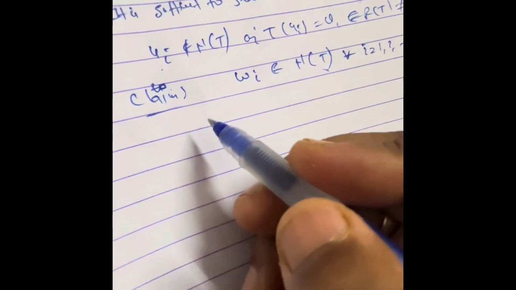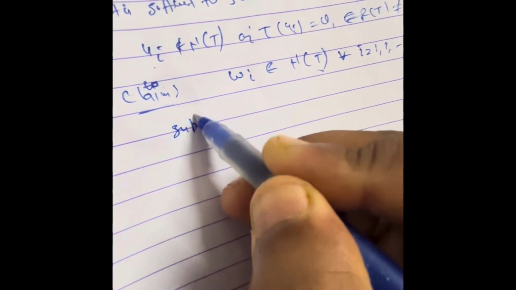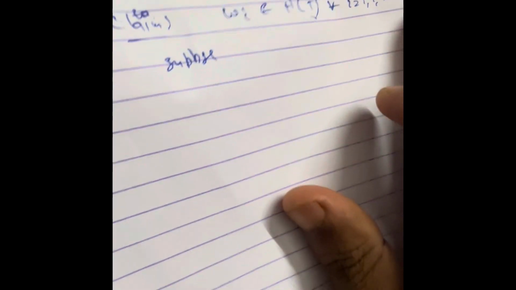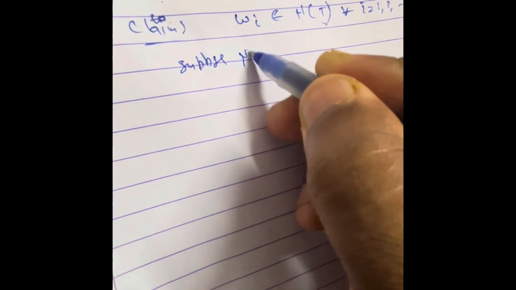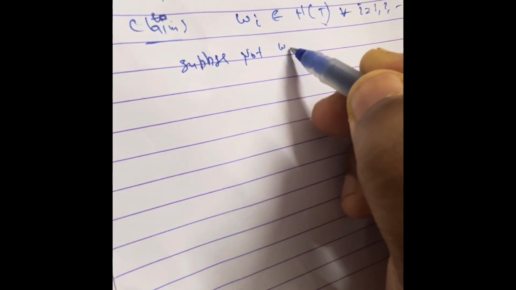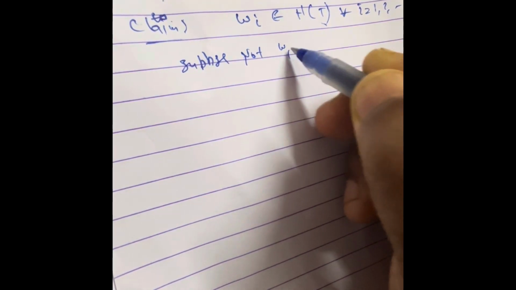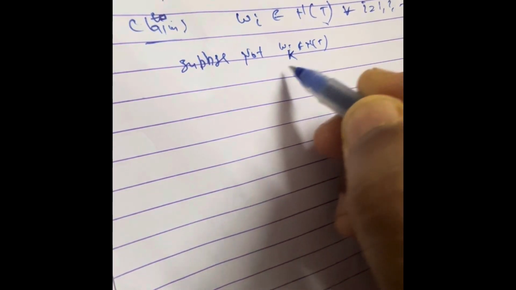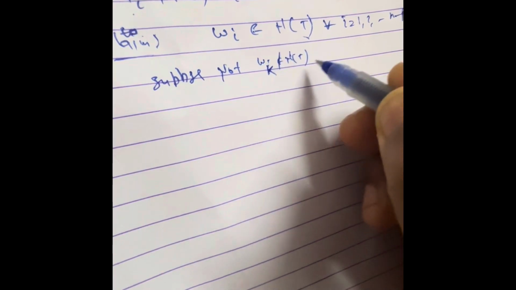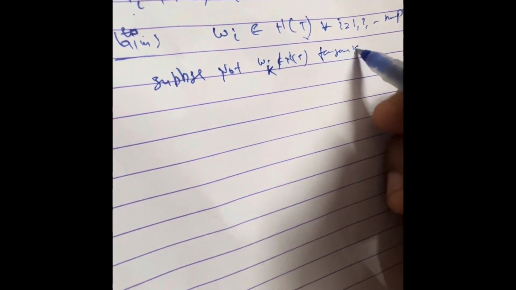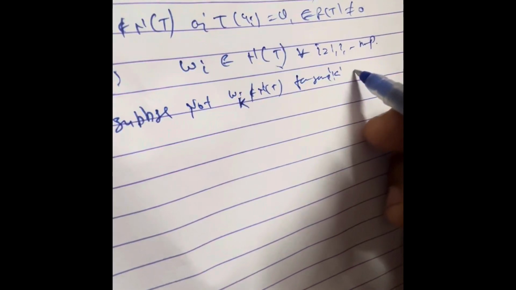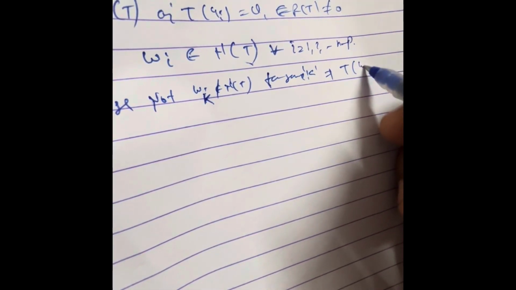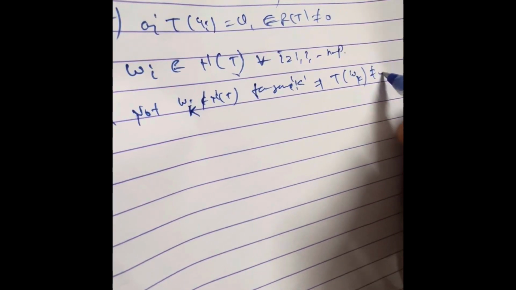So suppose not, to start by contradiction. Suppose not. That means w_i does not belong to N(T) for some i, so I can call it that w_k does not belong to N(T) for some k. Okay, so this means that T of w_k is non-zero.